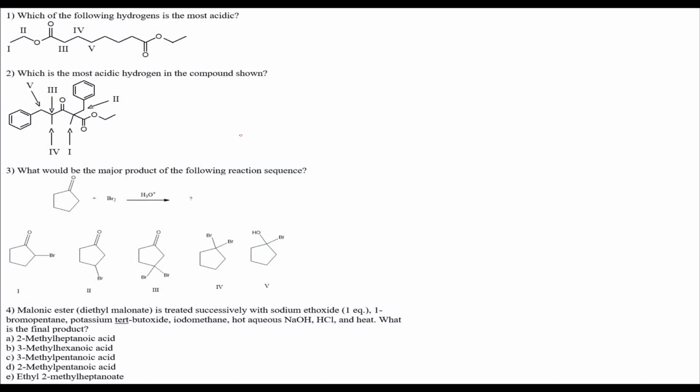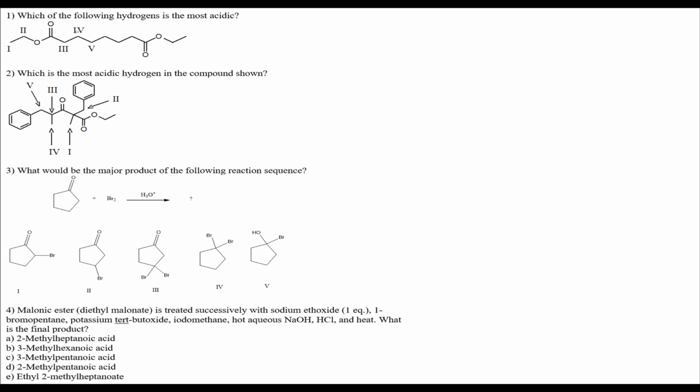This is chapter 18, and we're going to be doing the practice problems for the chapter. So we start off with some acidic conditions, right? Which of the following hydrogens is the most acidic? The way I like to work this is kind of like common sense and can I form an enolate? Okay, so common sense is, why would 5 and 4 be right?